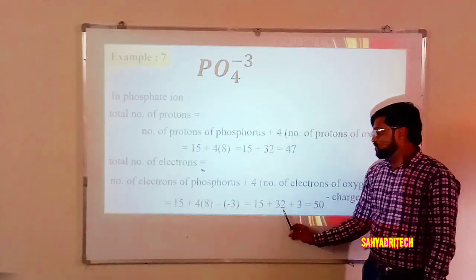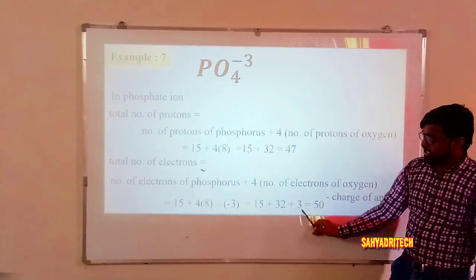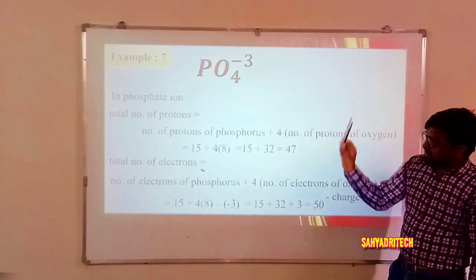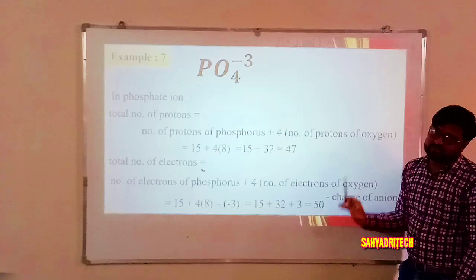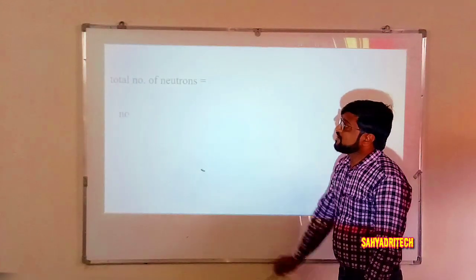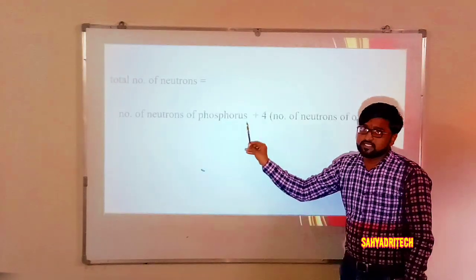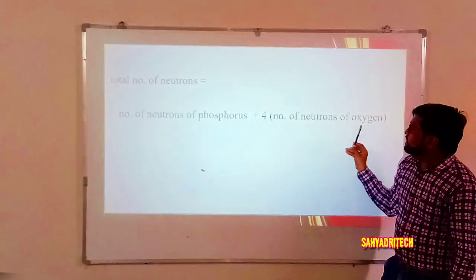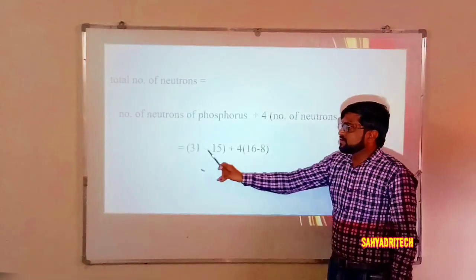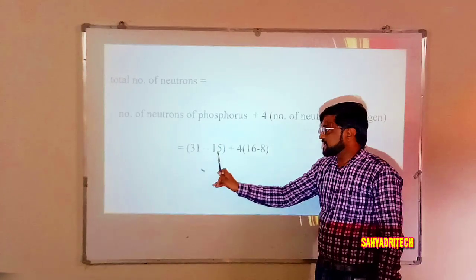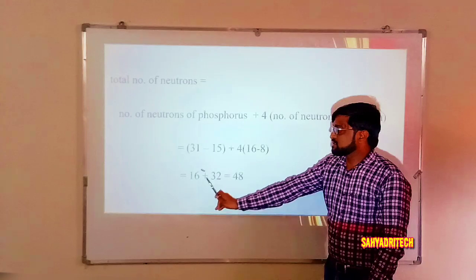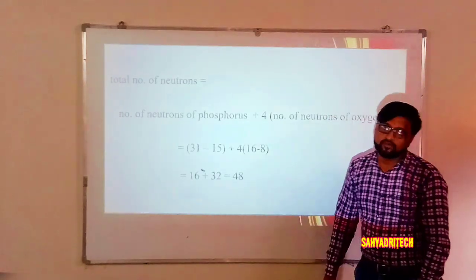So 15 plus 32 minus into minus plus 3, so answer 50. Okay, so the phosphate ion also has 50 electrons. Then coming to the neutrons, total number of neutrons is equal to number of neutrons of phosphorus plus 4 into number of neutrons of oxygen. Phosphorus 31 is the mass number, so 31 minus 15 plus 4 into 16 minus 8. So 16 plus 32, so 48 neutrons.